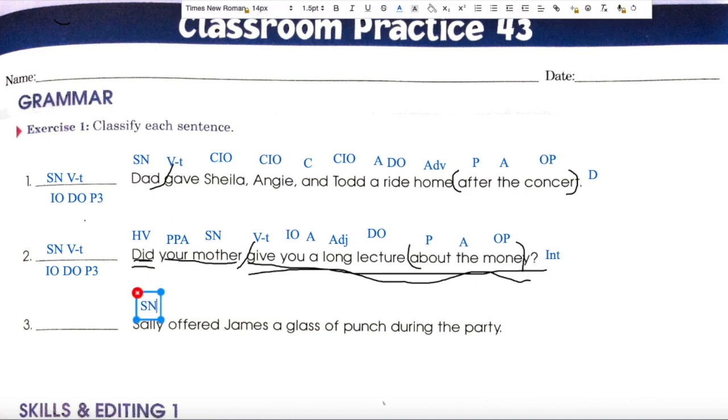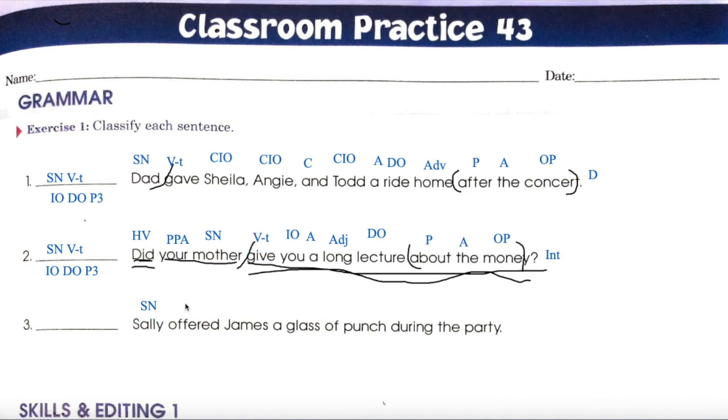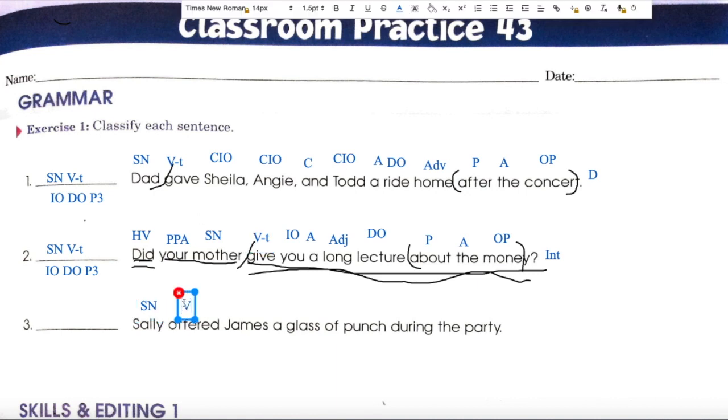What is being said about Sally? What did she do? Offered. Verb. Sally offered what? Glass. Glass is a direct object. Does it mean the same as Sally? It does not, but it is a noun. It comes after the verb. It's a direct object. That means we need to change the verb to a verb transitive.